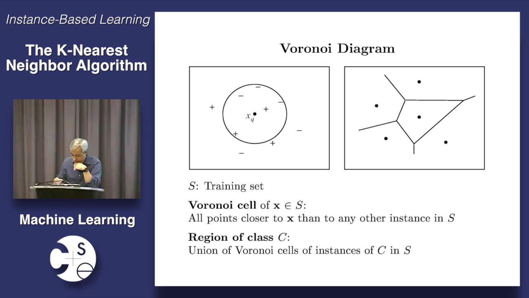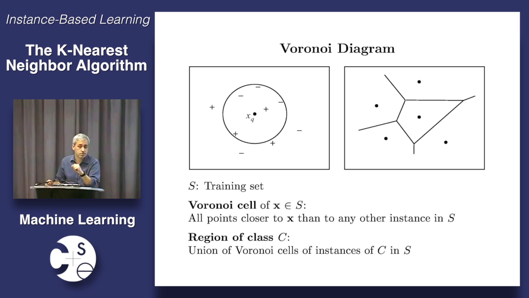Let's say that this guy was positive, right? Then the points in the Voronoi cell of that example are going to be classified positive, right? And if this guy is negative, those points are going to be classified negative, right? So what is the definition of the positive region? Union of all the regions. Precisely. It's the union of all the Voronoi cells of the positive examples, right?